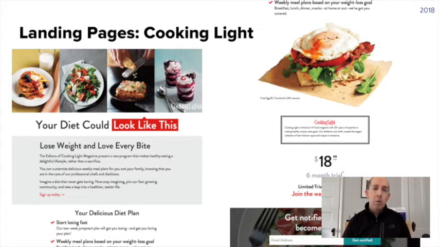Now, we ran a whole bunch of different kinds of experiments for them around this idea because it sounded good, but we needed to test whether it was good. One of the first things we did was spend a day and we created a very simple landing page.